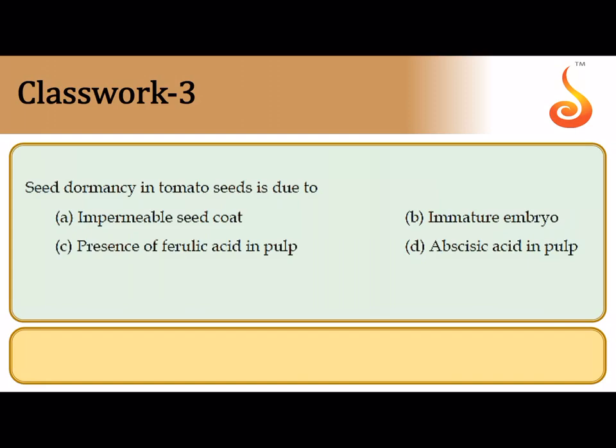Seed dormancy in tomato seeds is due to, now you all buy tomato from the market, but the seeds don't germinate even though there's a lot of moisture in tomato, because tomato is a fruit. So why doesn't the seed germinate in tomato? The seed doesn't germinate in tomato because of the presence of a dormancy inducing factor. The dormancy inducing factor that is present in the tomato pulp is called ferulic acid. So the correct answer is ferulic acid.